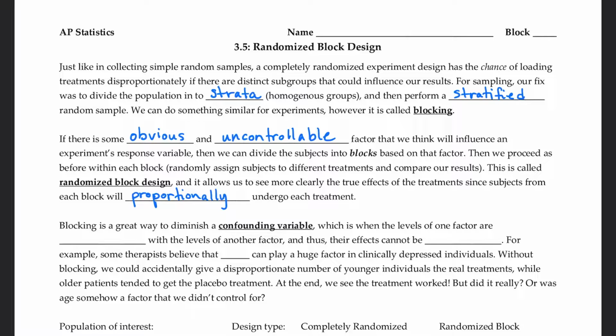The reason we really want to be worried about this is something called a confounding variable, okay? Blocking is a great way to diminish a confounding variable, which is when the levels of one factor are associated with the levels of another factor, and thus their effects cannot be separated. We talked a little bit about this in our bivariate statistics when we were talking about lurking variables: we can't always assume causation for things, and there might be a third variable, something else going on. That's what we want to try to avoid here. We want to really believe that the treatment is the reason we're seeing results.